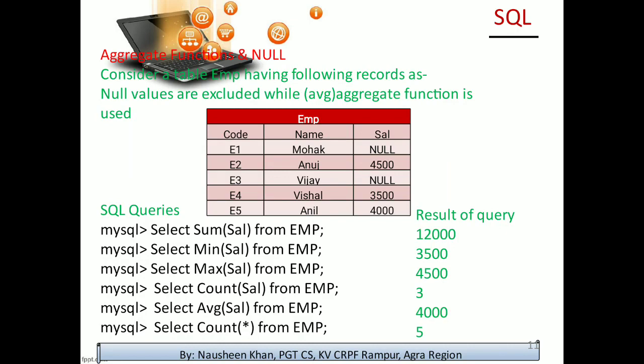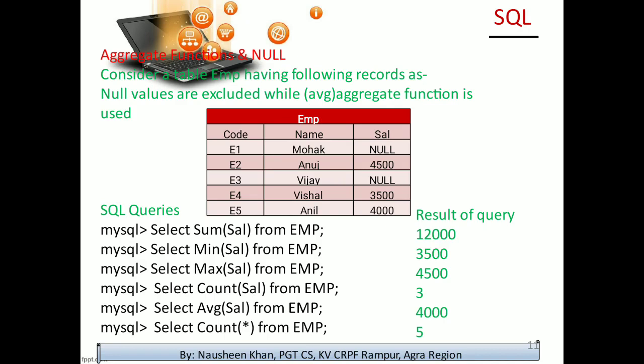Now see how aggregate functions work with null. Consider a table EMP having the following records, as null values are excluded while an aggregate function is used. First, select sum(sal) from EMP. In this EMP table, we have got 3 columns: code, name and sal. In this query, we are only calculating the sum of the sal column. But there are 2 nulls in this column.